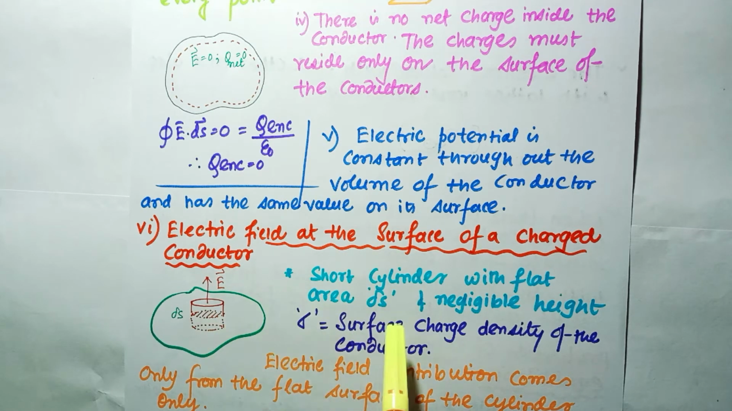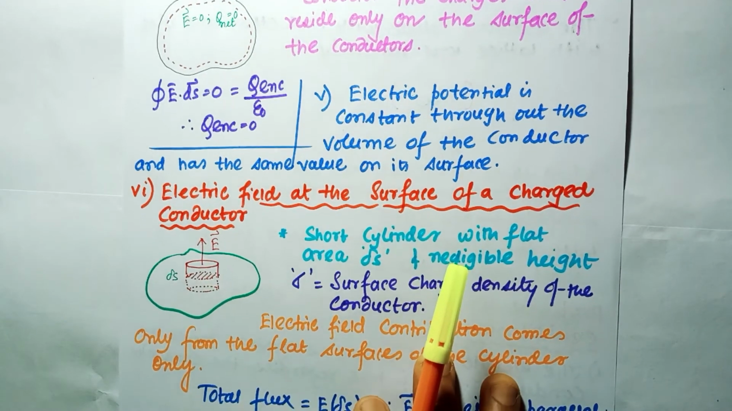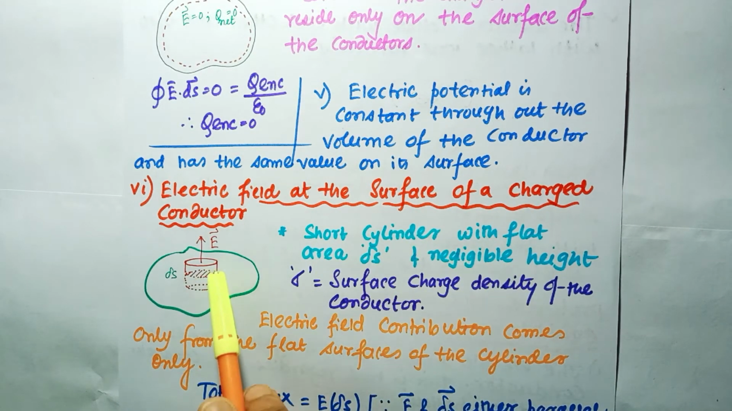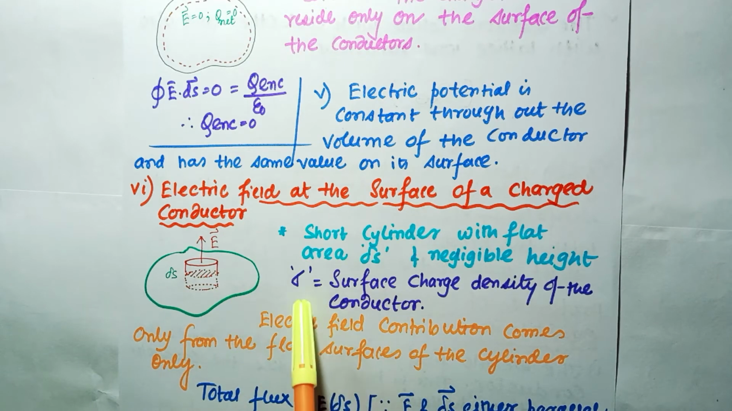You can see the short cylinder with flat area delta S, and some part of the cylinder is over the conductor and some part is below the conductor, meaning inside the conductor. This is our imaginary Gaussian surface. The flat area is delta S, the height is negligible, and sigma is the surface charge density of the conductor.